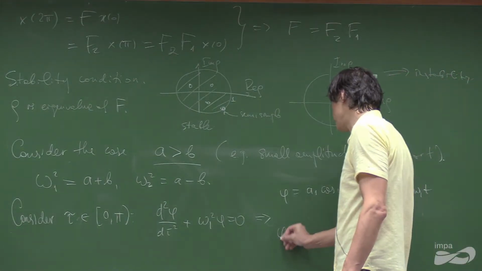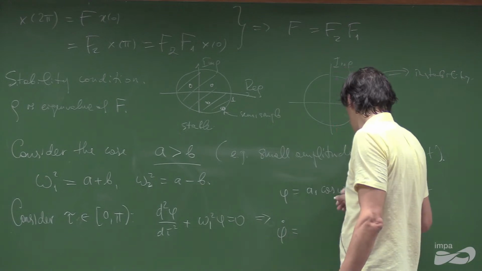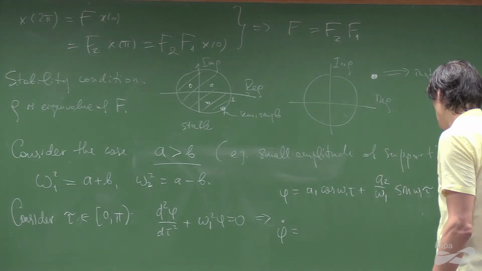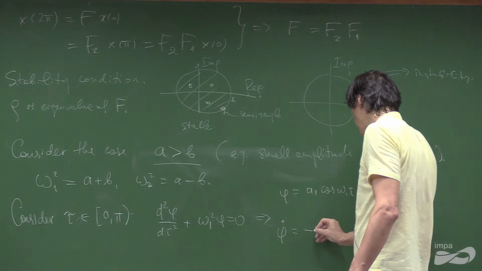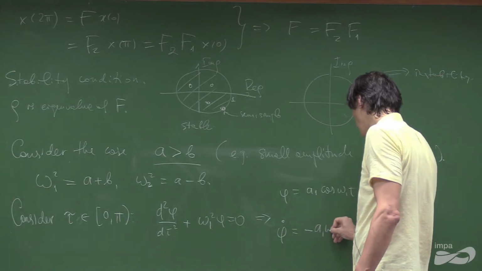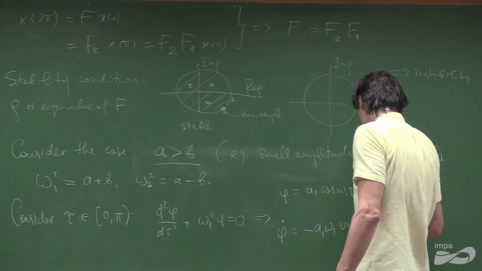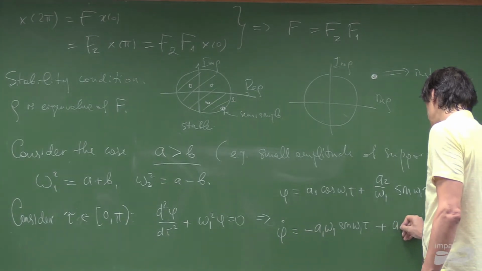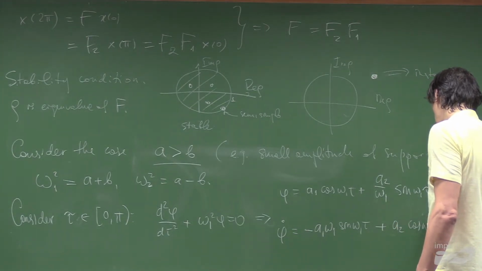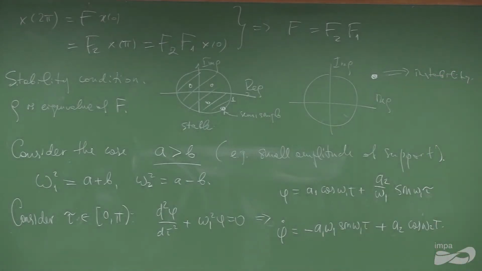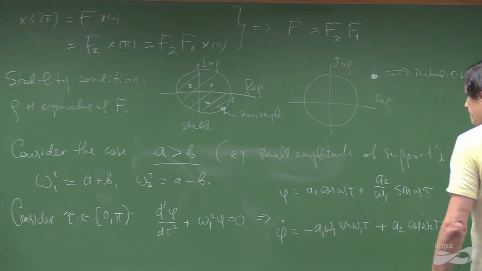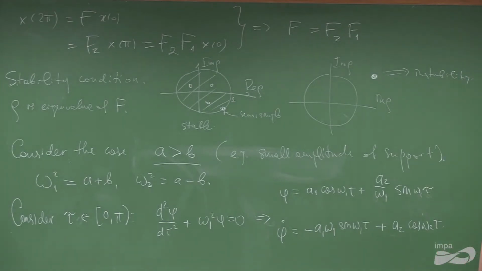Then we also can compute the derivative. So this is all tau, right? We took the derivative, so this will become minus A1 omega 1 sine. And when you take the derivative, omega 1 cancels here, so it will be A2 cosine omega 1 tau. Very nice. And then what you can write is that x at any tau is this vector, right?